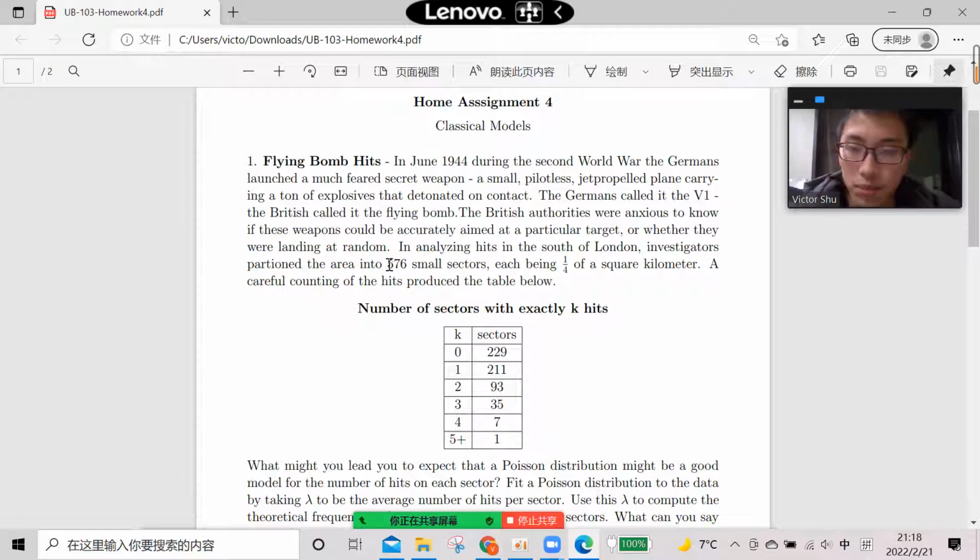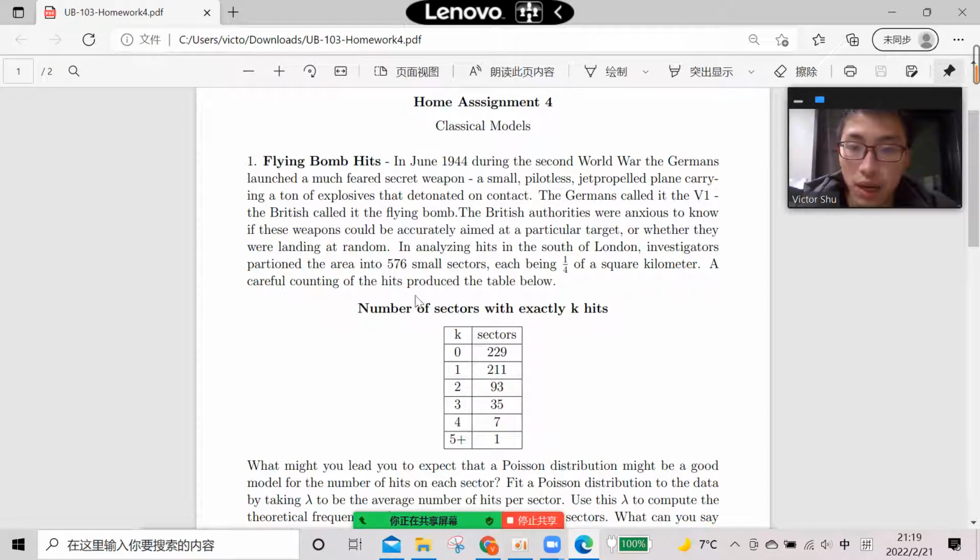Oh no, 576 is not the sample size, but again, it's about probability, right? The probability of a bomb landing in one sector is only 1 over 576. The number of observations is here; you just add all of those up. You should do 229 plus 211 times 1 plus 93 times 2, all the way to 7 times 4 and 1 times 5. You just assume that 5 plus is just 5 sectors, right? So by adding all those observations, you get 535 observations, I guess.